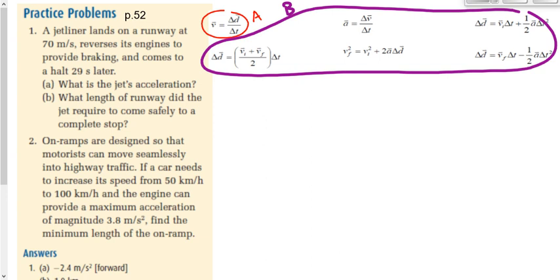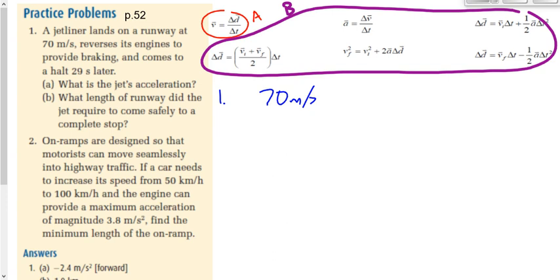Okay? What do we have here given to us first in question number 1? 70 meters per second. What is that? That's a V something, right? Is that V? Is that VI? Is that VF? What is that? That's VI. That's the initial velocity of the jetliner.